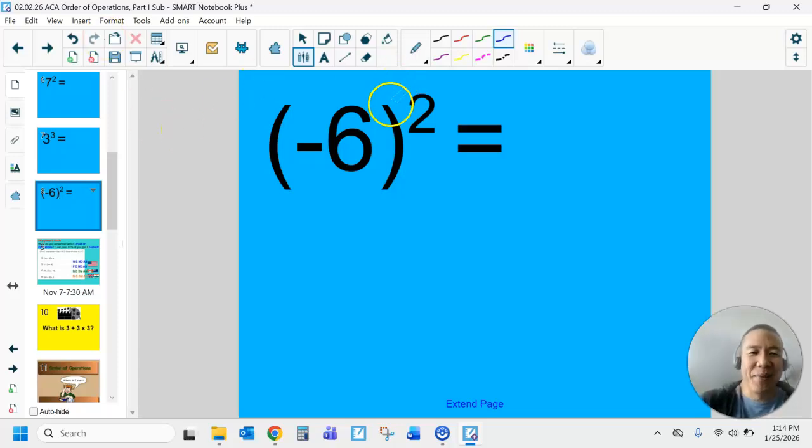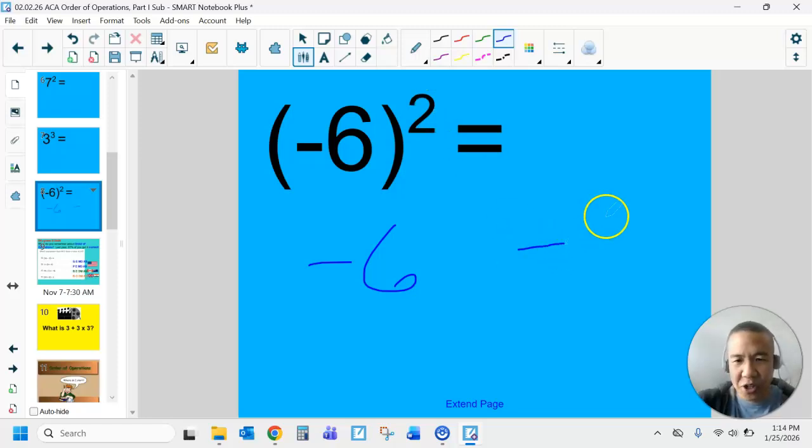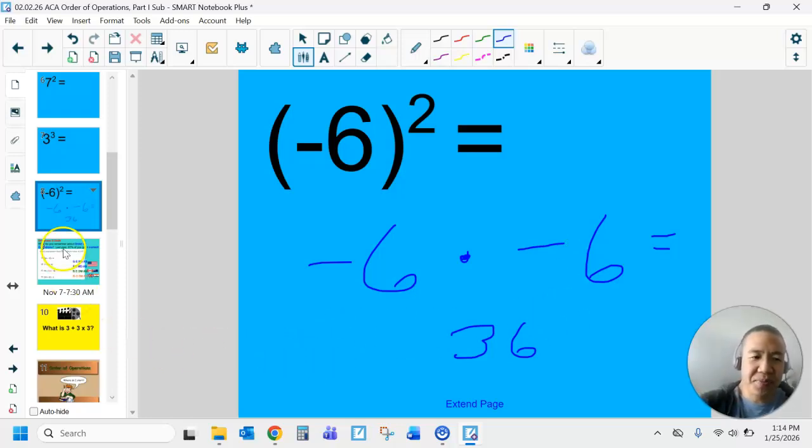Welcome back. The base is -6. The exponent is 2. So I write the base -6 twice. And what is -6 times -6? Well, first of all, I know 6 times 6 is 36. But two negatives. Negative times negative is positive. So it's positive 36.